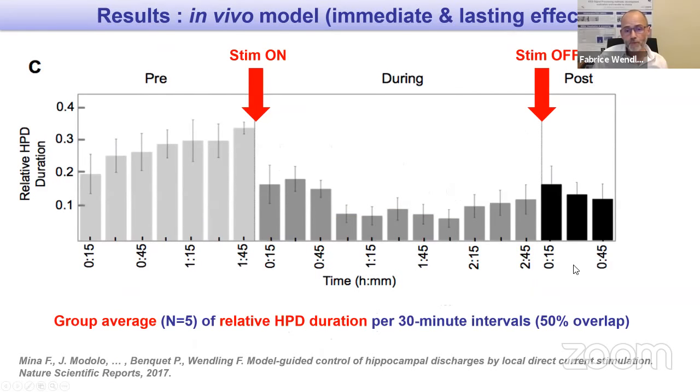So these are the group averages over the 5 animals. What is very consistent is the drop of the duration of HPDs during the stimulation.